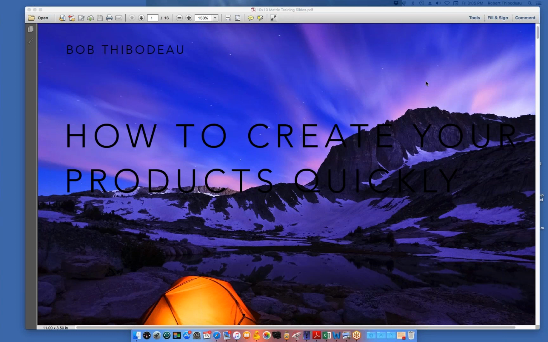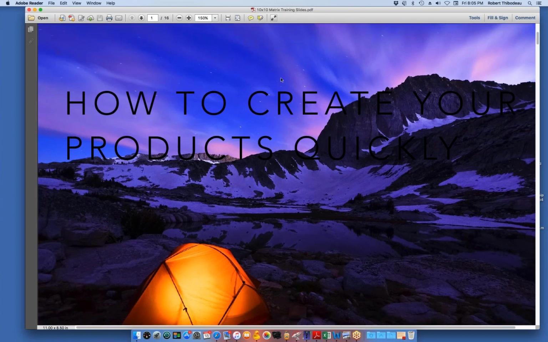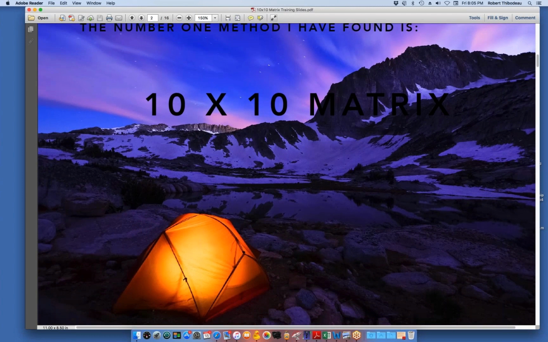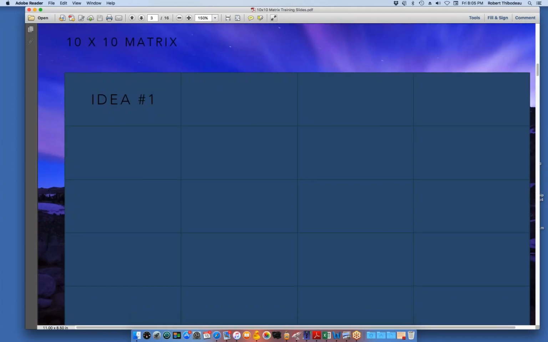And if I can get this to go down to the next slide here. There we go. It is called a 10 by 10 matrix. The 10 by 10 matrix may sound complicated, but it's not really. If you have your sheet of paper out, you can go ahead and do this now. I want you just to draw what looks like a tic-tac-toe box, except you're going to have 10 columns, 10 vertical columns from the top of your page to the bottom.